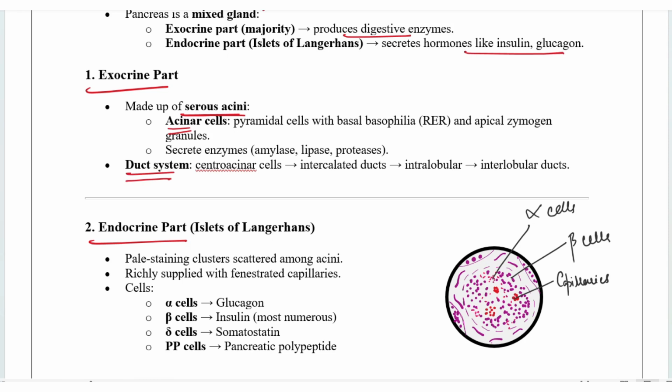So we have pale staining clusters scattered among the acini. For the endocrine part, we'll just draw a circle as you see here, with a large center containing the alpha, beta cells and also the red color capillaries.